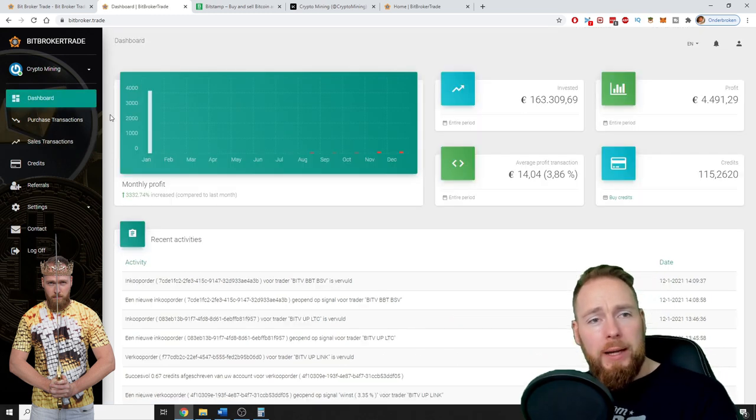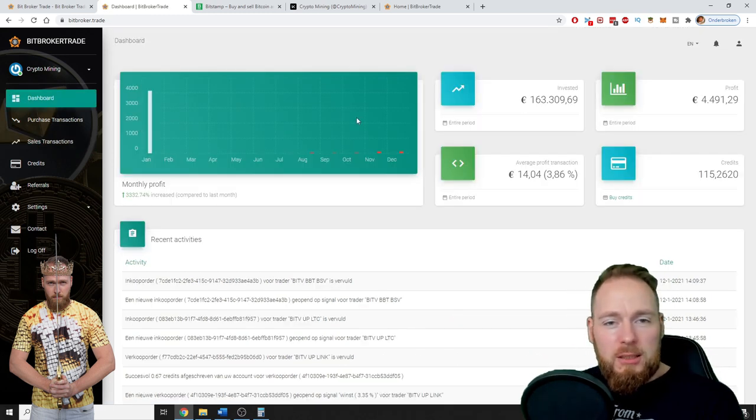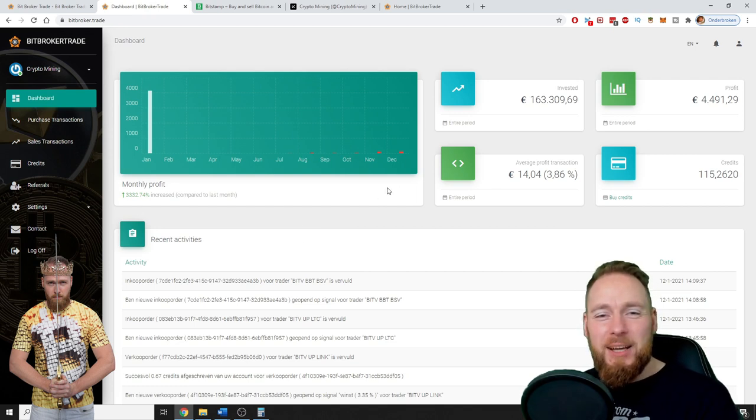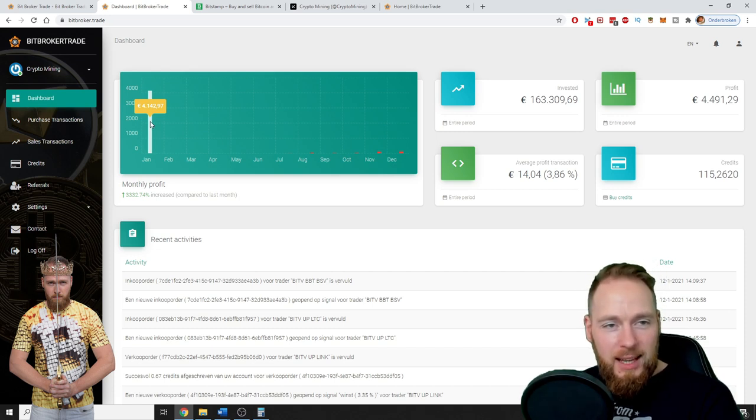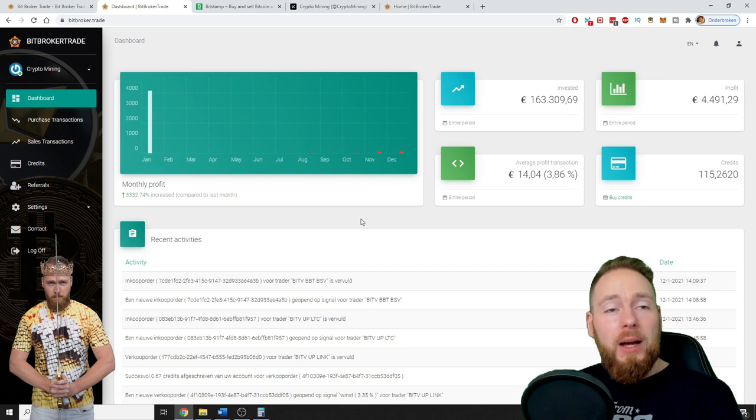So I'm going to show you in a picture. So this is the summary. So I optimized my settings and then boom. We are the 12th of January 2021, and I already made 4,142 euros. Of course, this is not net. You have to pay a trader fee of 20%.